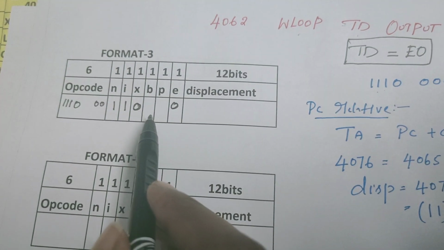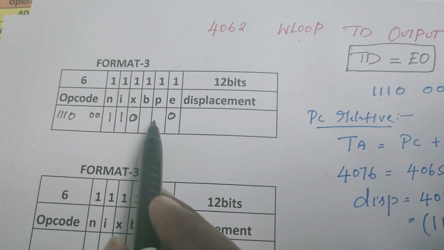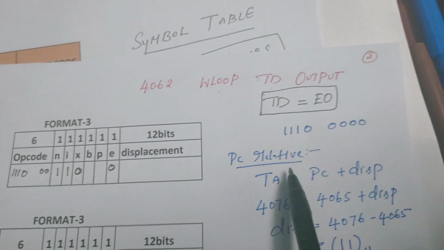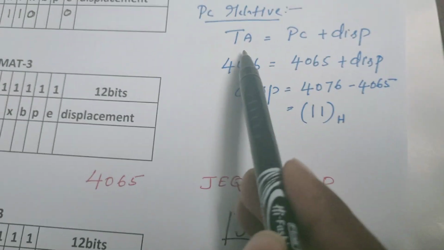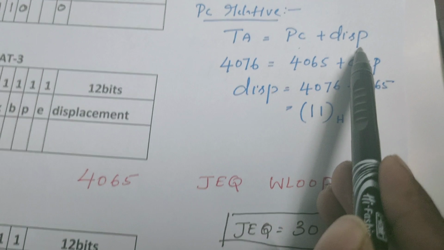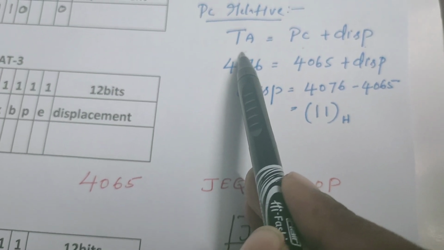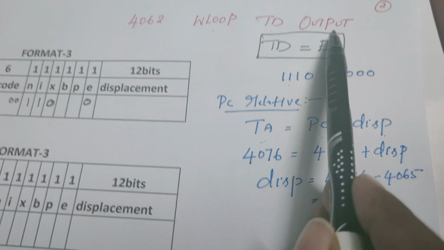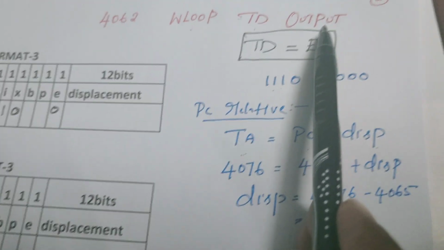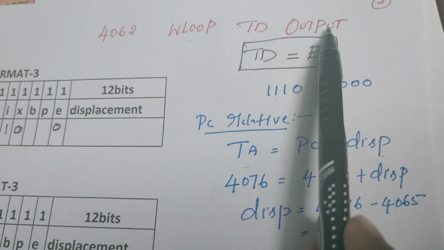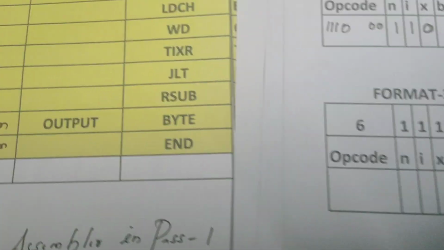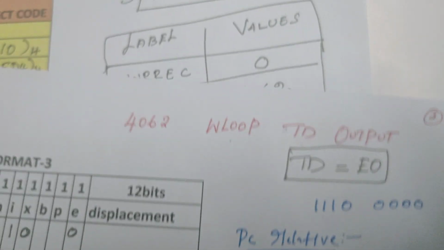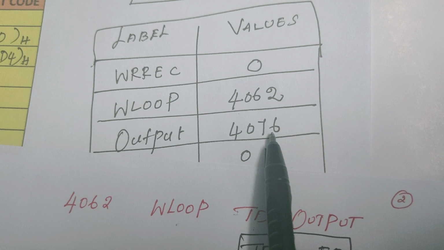Once again, there is a confusion between whether it is PC relative or base relative. First, we have to assume by default it is PC relative. So, if it is PC relative, target address is equal to PC plus displacement. So what is the target address here? From the instruction we can come to know when the assembler is executing this instruction, it should go to the memory location by the name output. That is the target address. The target address of output is 4076. We have already inserted the value of output into the symbol table. I'll show the symbol table also. For output, its value is 4076.